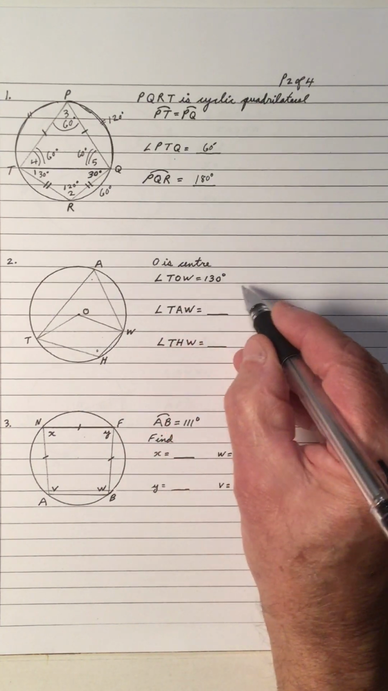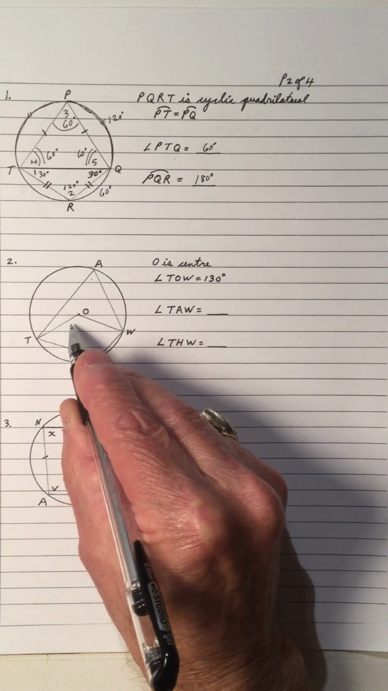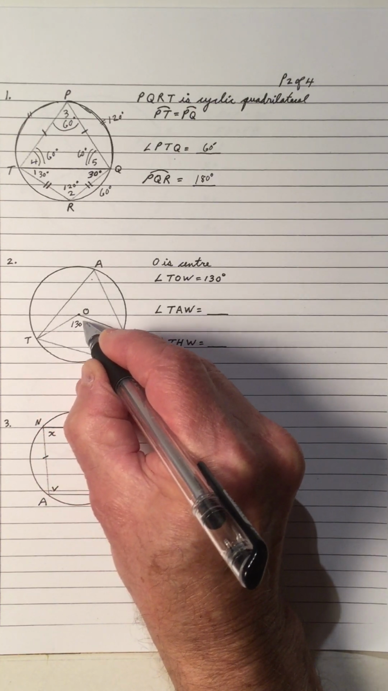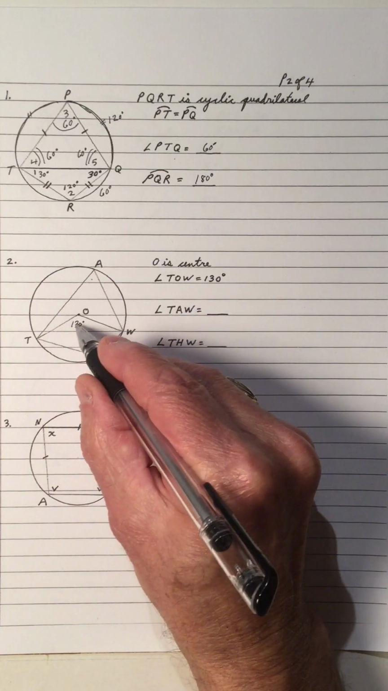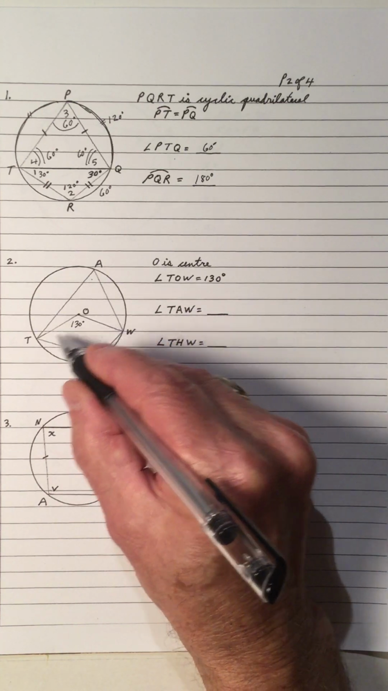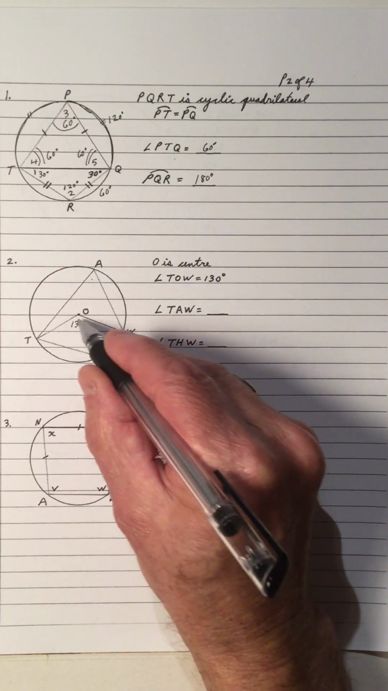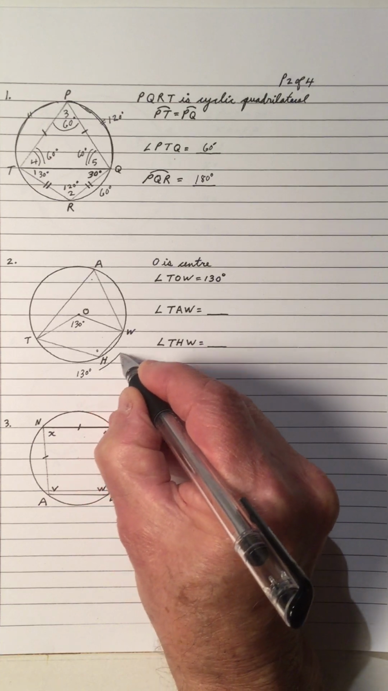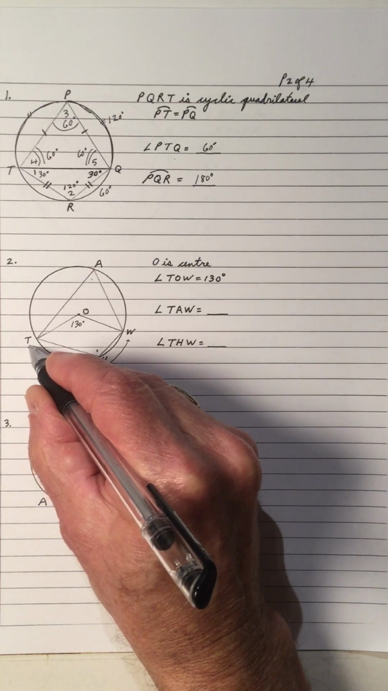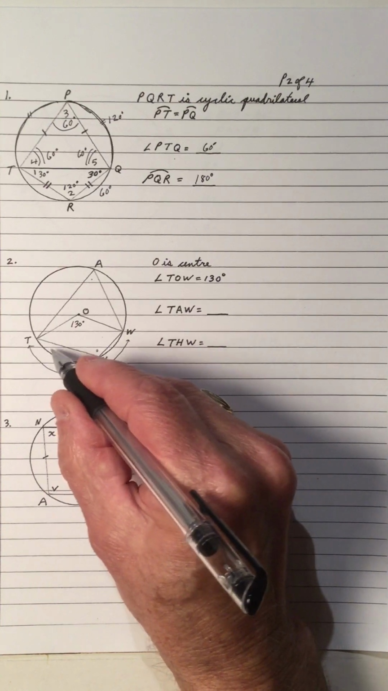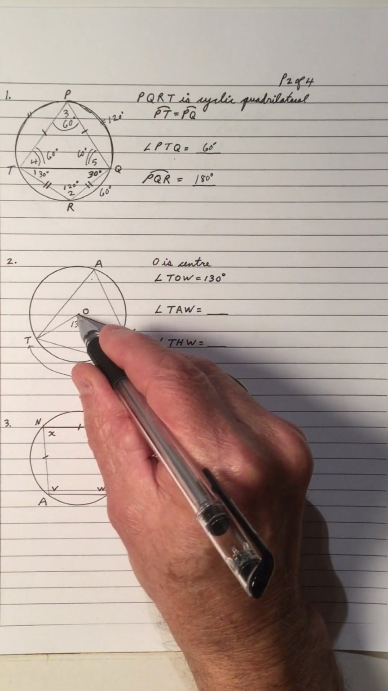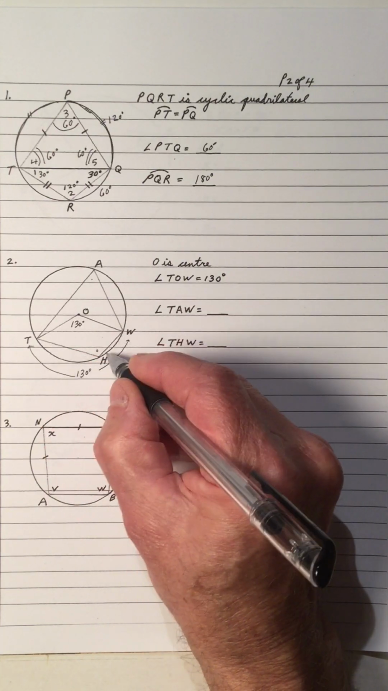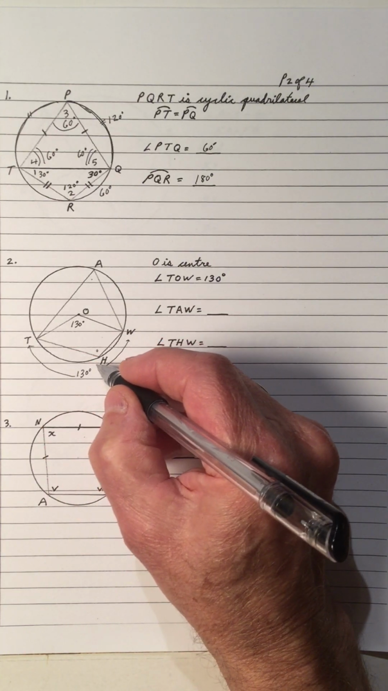So let's start to see how we can do this. We have TOW is 130, so that's 130 degrees there. And because this angle is 130, that's a central angle. So a central angle is the same size as the arc. So that means that this arc TW is 130, because the central angle made up of two radii is the same size as the arc that it intercepts.